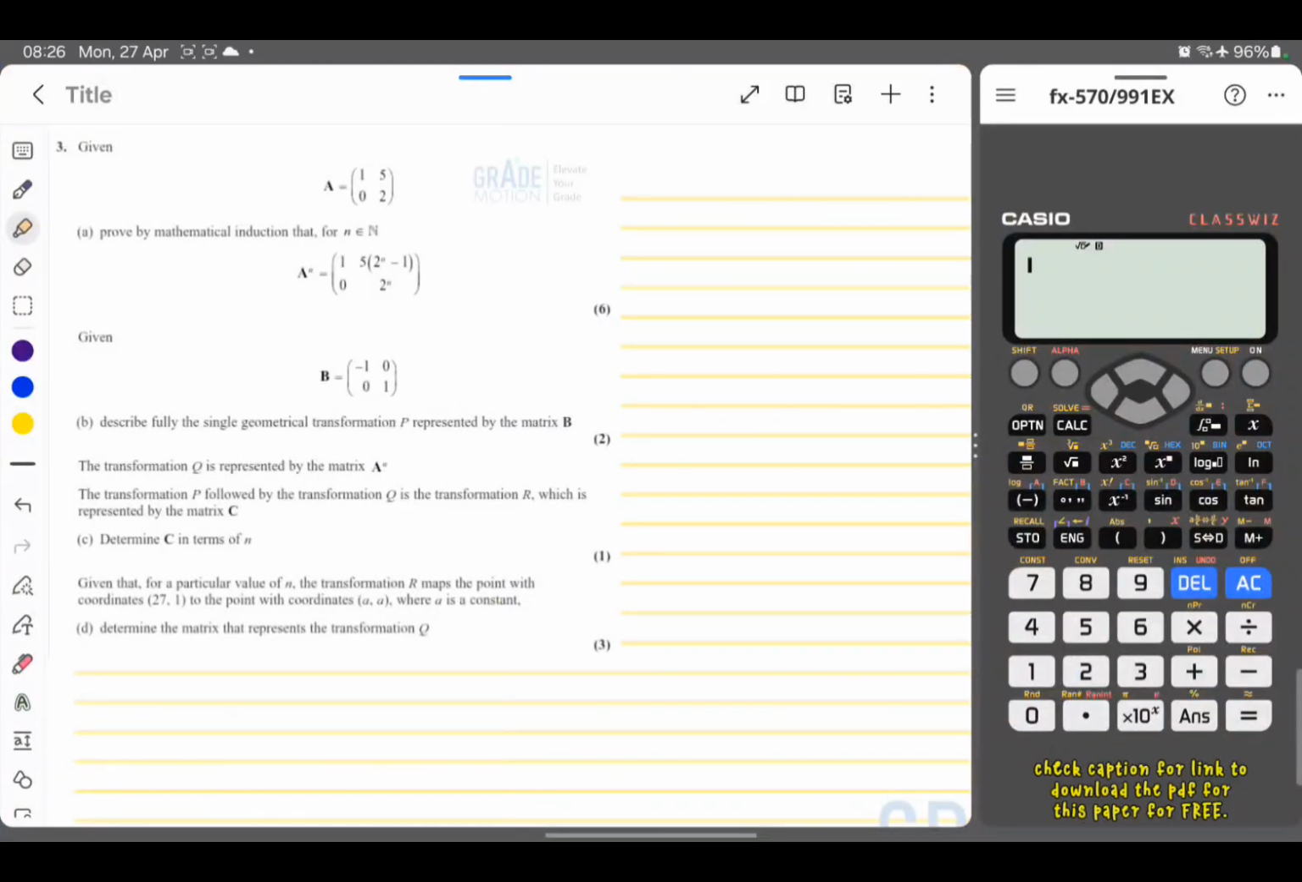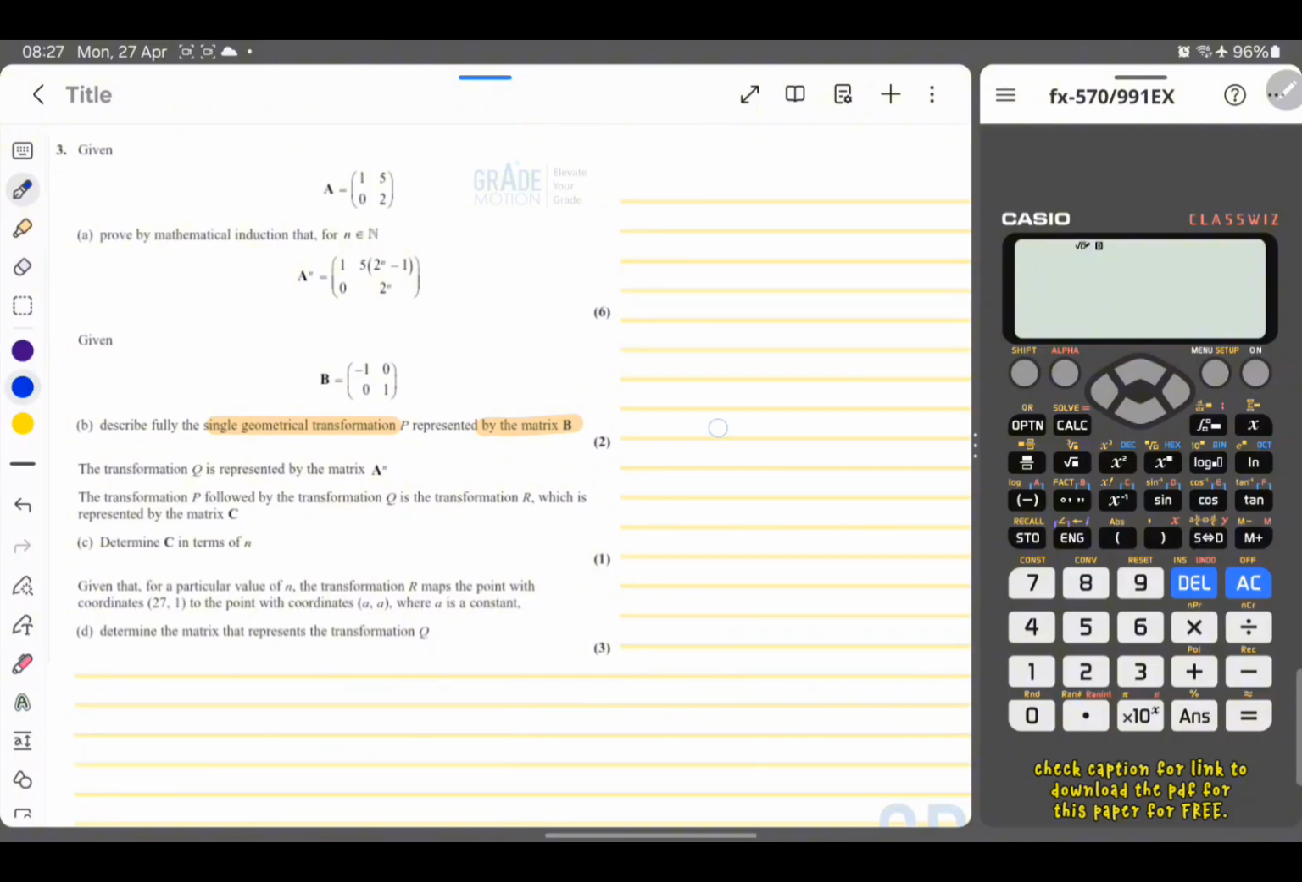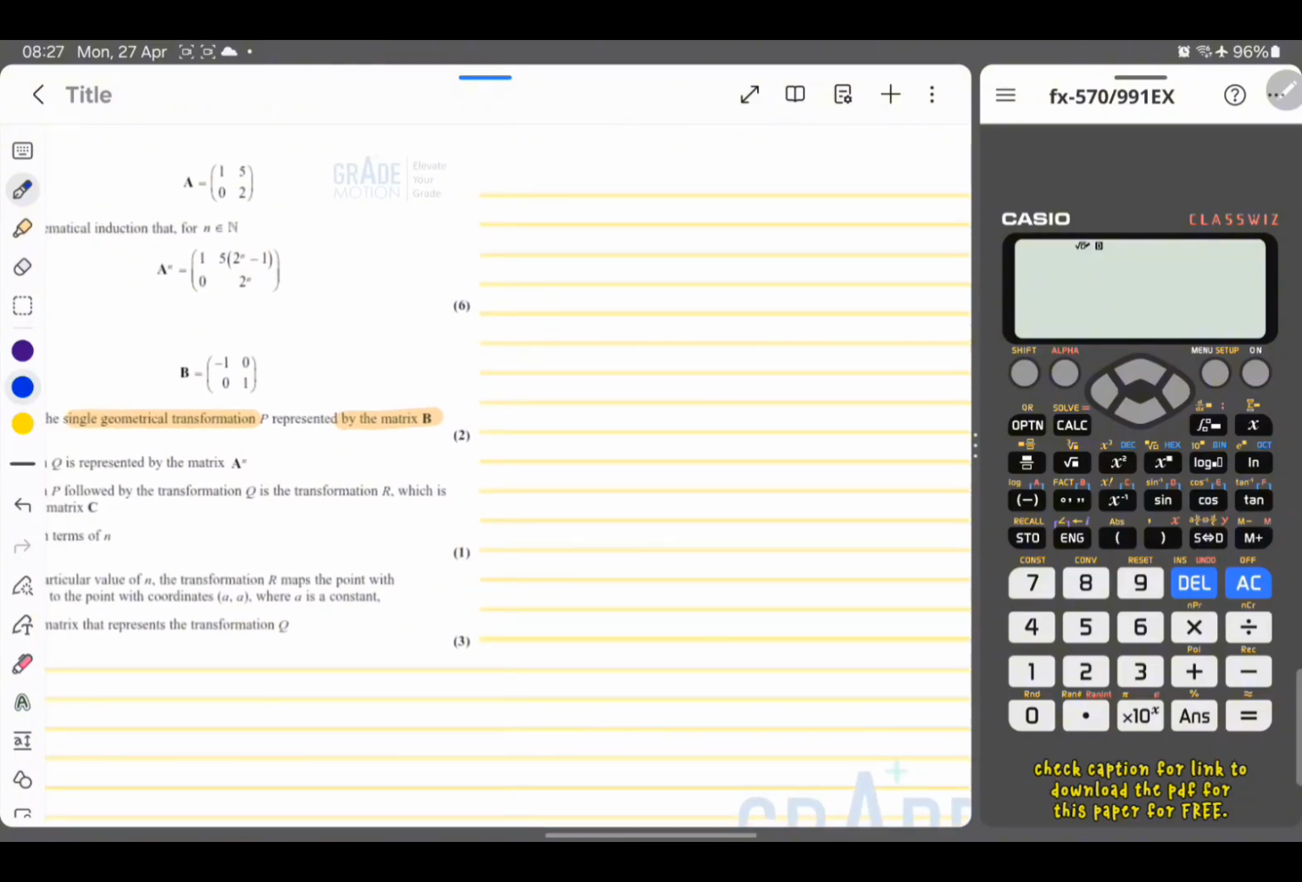Moving on to question 3b. Describe fully the single geometrical transformation P represented by the matrix B. Okay, so now what I will write is this. I have transformation, and then represented by which matrix? So what we have here is transformation P, matrix B.